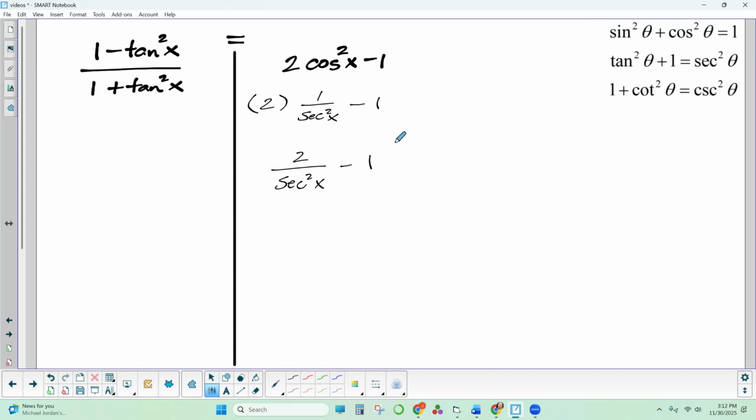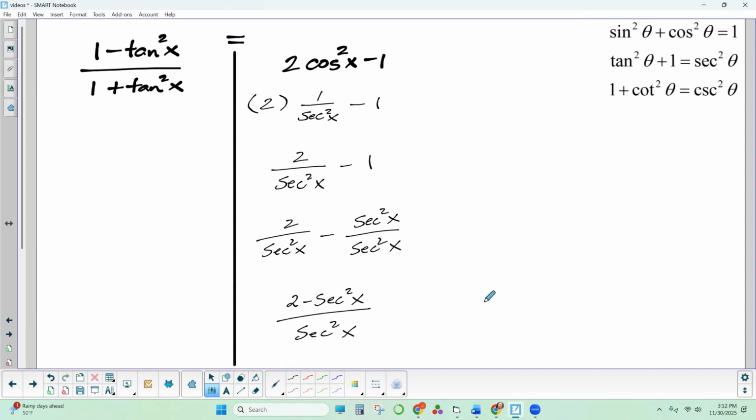Okay, and I've got to combine these. So in order to combine these, I'm going to rewrite 1 as secant squared x, which gives me a common denominator. So secant squared x over secant squared x is just simply 1. And now I can subtract, which will give me 2 minus secant squared x over secant squared x. And that's kind of where I was going with this.